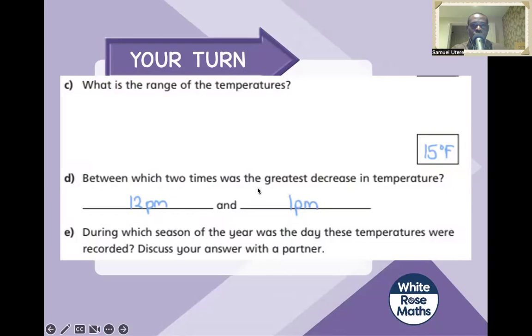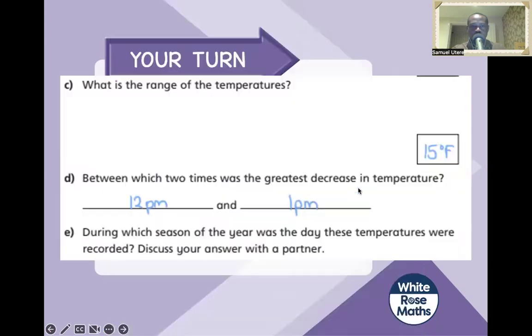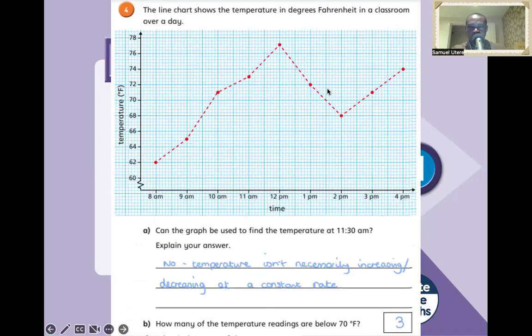Next, you ask between which two times was the greatest decrease in temperature. So you go to the graph, the greatest decrease in temperature, you read from there all the way the time and there. So those are the greatest decrease between 12 and 1 p.m. So the next one to it is less than that, because when you read the numbers and compare to every other one, this is the greatest decrease.